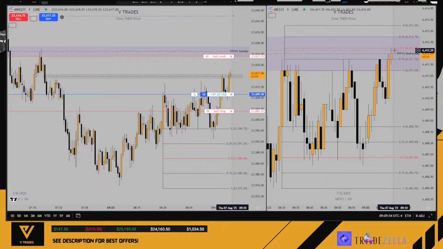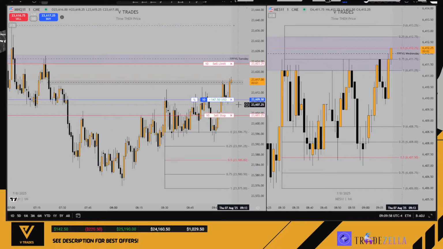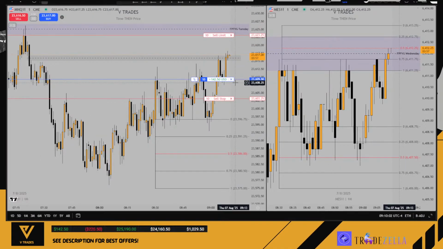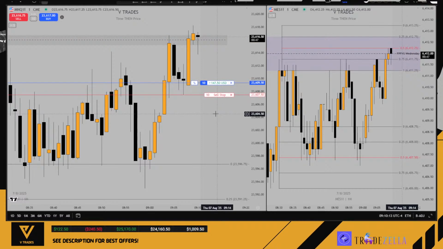So it is referring the consequent encroachment now, while NQ has not made a higher high. So I might look to book my profits here, but it might trade inside this. It's going to reduce my risk.